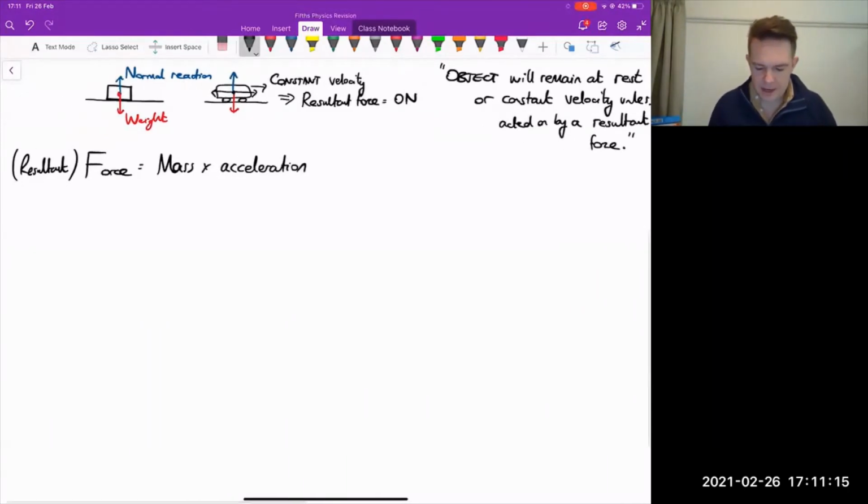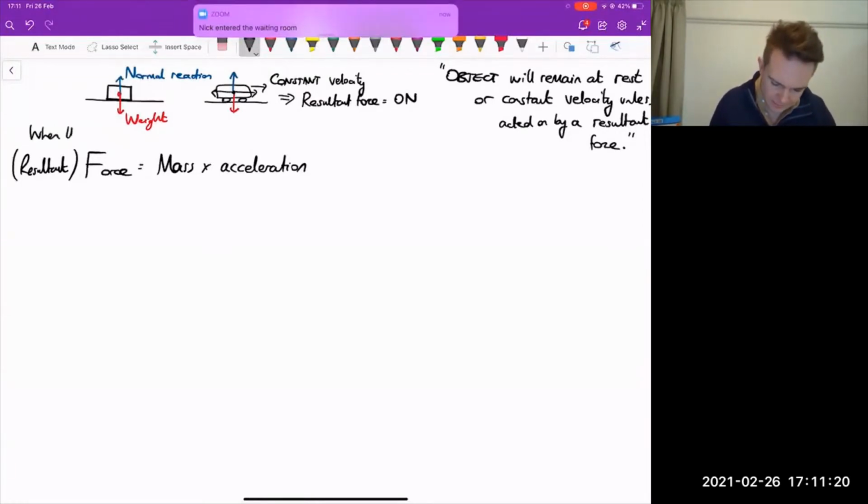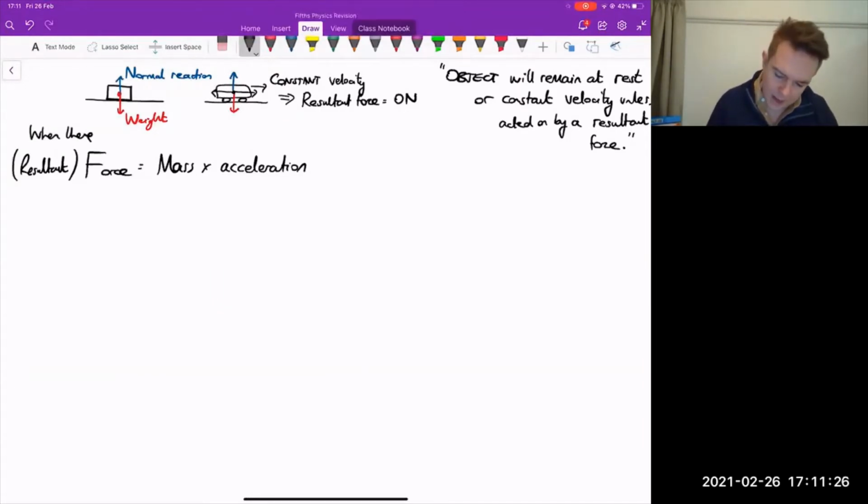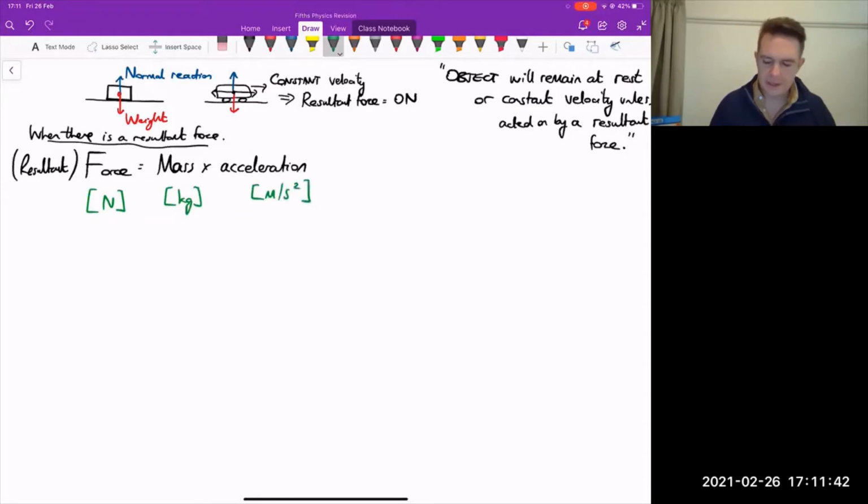Next, then, this equation tells us what happens when there is a resultant force. When there is a resultant force, we use that equation. And remember, force is measured in newtons, mass in kilograms, and acceleration must be in meters per second squared if you're going to use that equation. This also tells us, and since you're fifths now, you'll have come across this relationship more frequently.